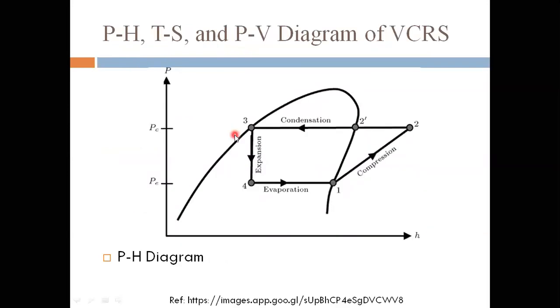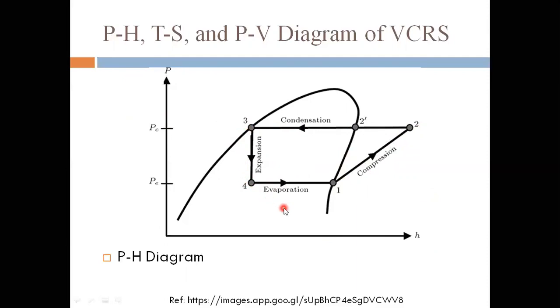These are the components in the VCRS. Now it is important to understand the PH, TS, and PV diagrams of the VCRS. So this is the PH diagram, P for pressure and H for enthalpy. In the PH diagram, this is the evaporator pressure and this one is the condenser pressure. And these are the points 1, 2, 3, 4. 1 to 2 is the compression process, 2 to 3 is the condensation process, 3 to 4 is the expansion process.